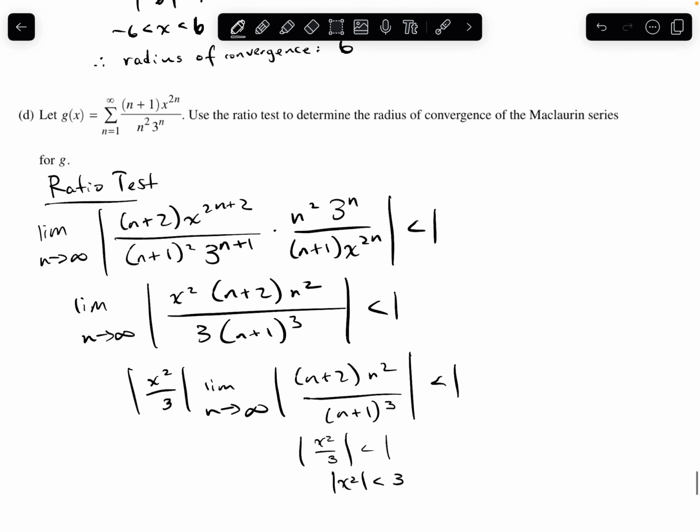Just from this, you didn't really have to show any algebraic work. We can just say, therefore, the radius of convergence is root 3, or the square root of 3. All right, so that concludes all the FRQs for the 2024 AP Calc BC exam.